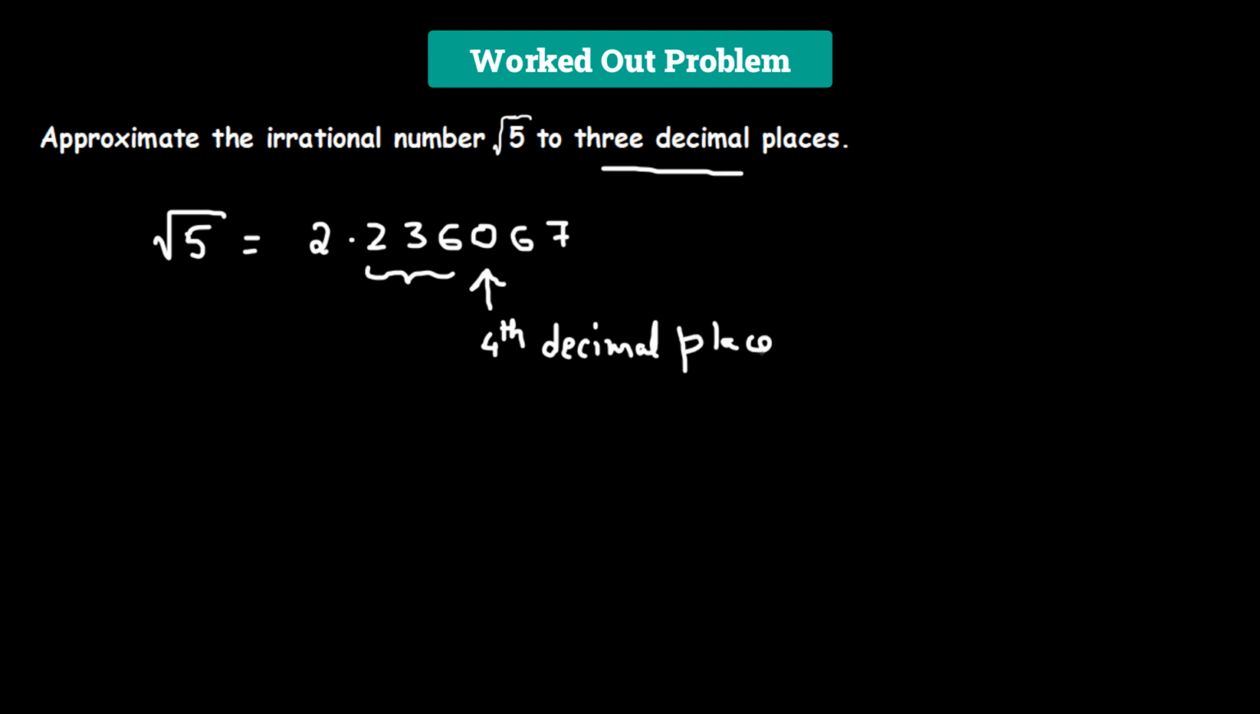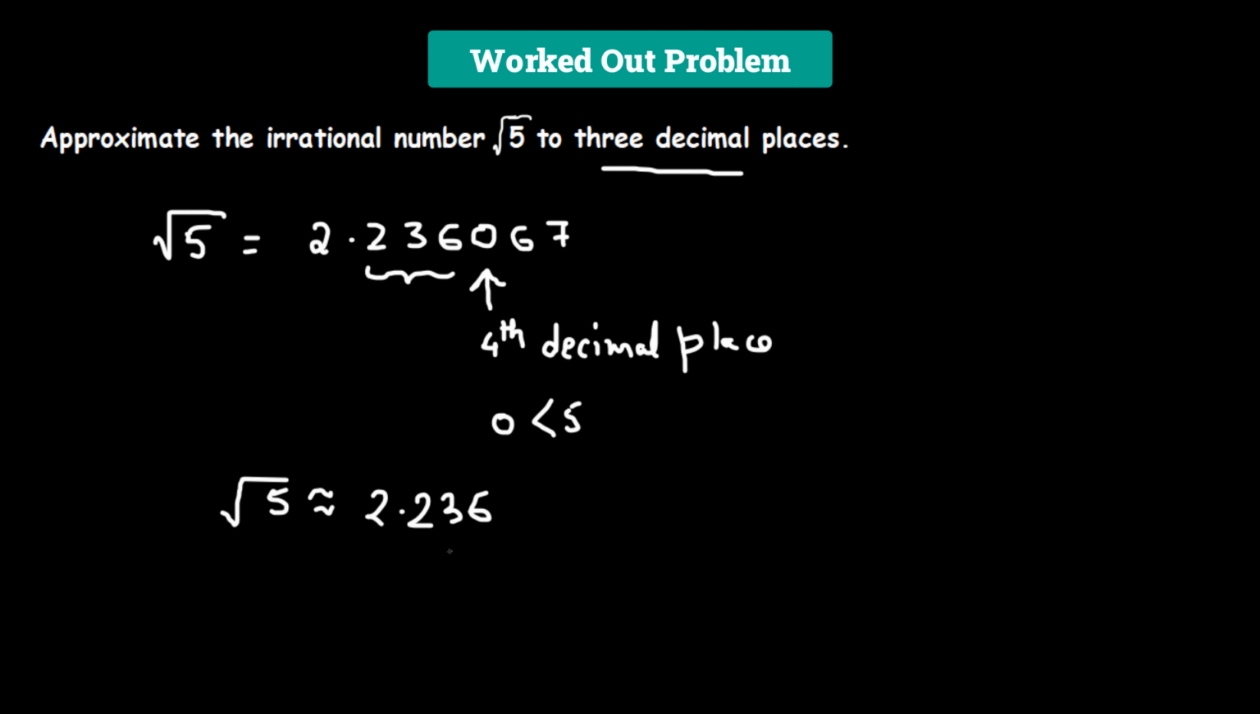Now the rule is, if this number is less than 5, then the digit in the 3rd decimal place is going to remain unchanged, and if it is greater than or equal to 5, then the digit in the 3rd decimal place is going to get incremented by 1 unit. Since 0 is less than 5, the number in the 3rd decimal place will remain unchanged. So square root of 5 will be approximately 2.236.